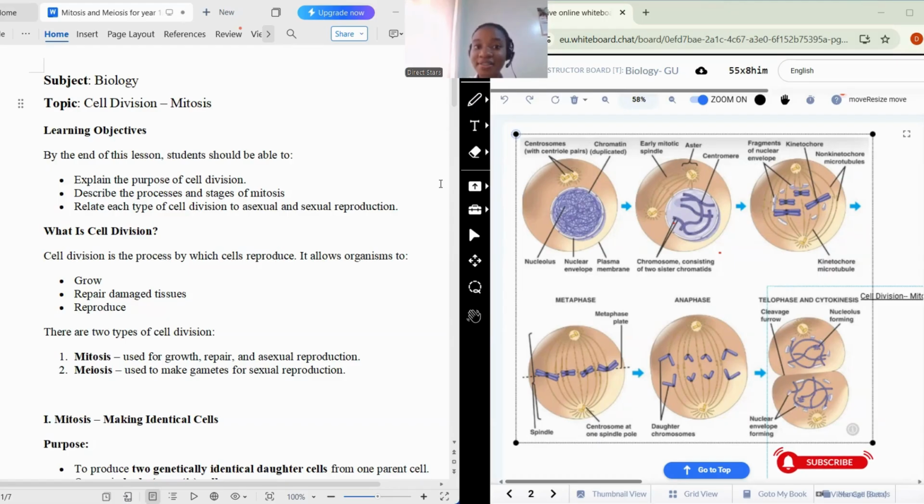In our lesson today, we are going to be learning about mitosis. And at the end of the lesson, you should be able to explain the purpose of cell division. You should be able to describe the processes and stages of mitosis. And also, you should be able to relate each type of cell division to asexual and sexual reproduction.